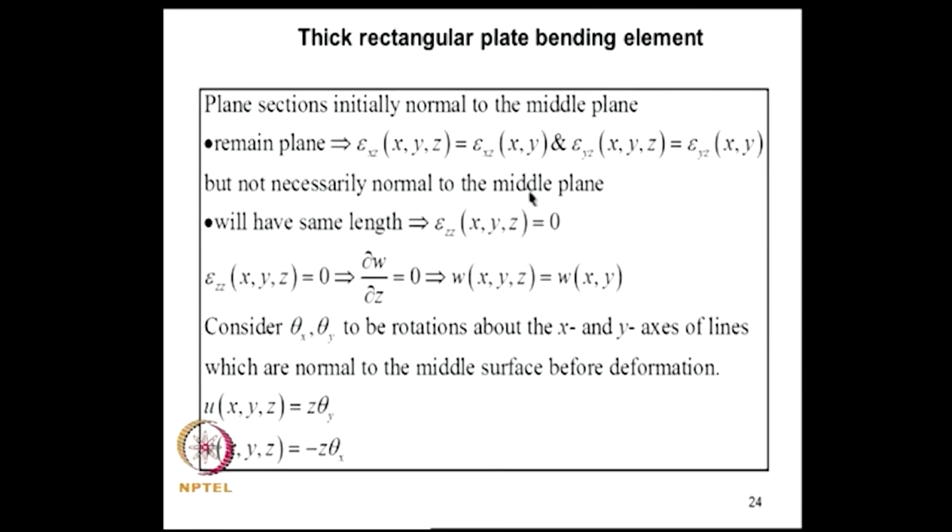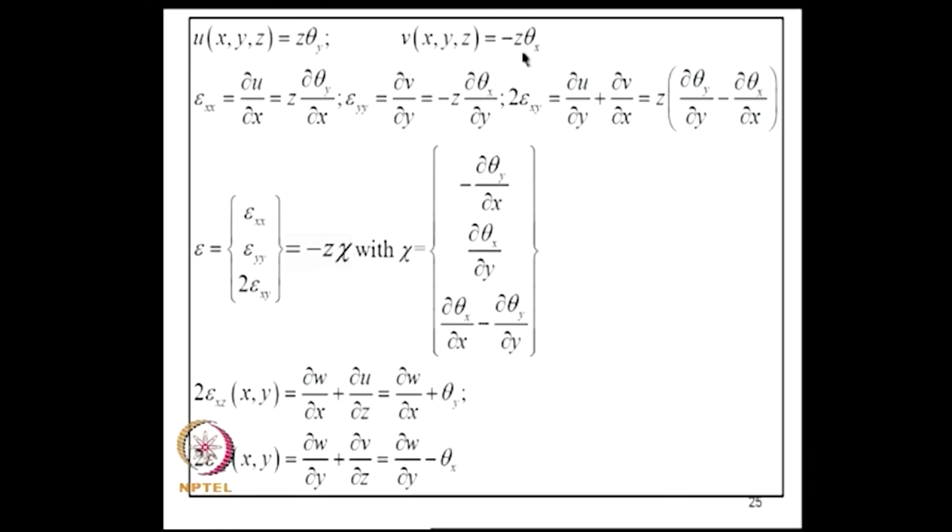So, now we are permitting a certain rotation, a constant rotation across the thickness. It will still have the same length, so therefore epsilon zz continues to be 0. So, w is again a function of x and y. Now, we will consider theta x and theta y to be the rotations about x and y axis of the lines which are normal to the middle surface before deformation, and based on that we can evaluate u and v. So, now u and v also come into the picture. I have u as z theta y and v as minus z theta x.